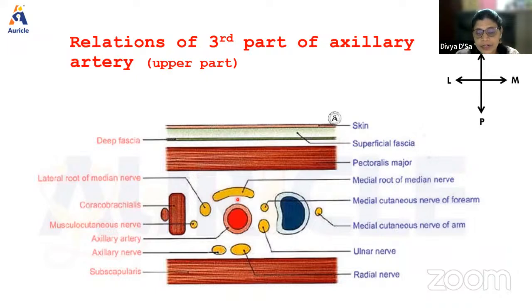And here, in front of the axillary artery, the lateral root of median and the medial root of median would have joined to form the median nerve. Okay, so that is seen here. And posteriorly here, we have the branches from the posterior cord, mainly the radial nerve and the axillary nerve.